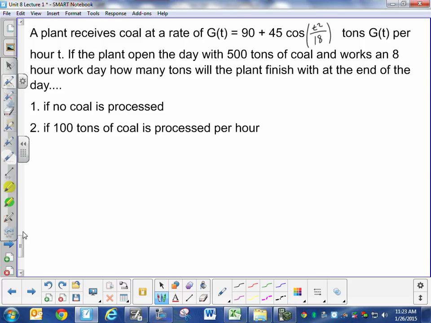So a plant receives coal at a rate of G of T equals 90 plus 45 cosine of T squared over 18 tons per hour, T. The plant opens the day with 500 tons of coal and works an 8-hour workday. How many tons will the plant finish with at the end of the day? Part one is if no coal is processed during the day, and part two is if 100 tons of coal is processed per hour.